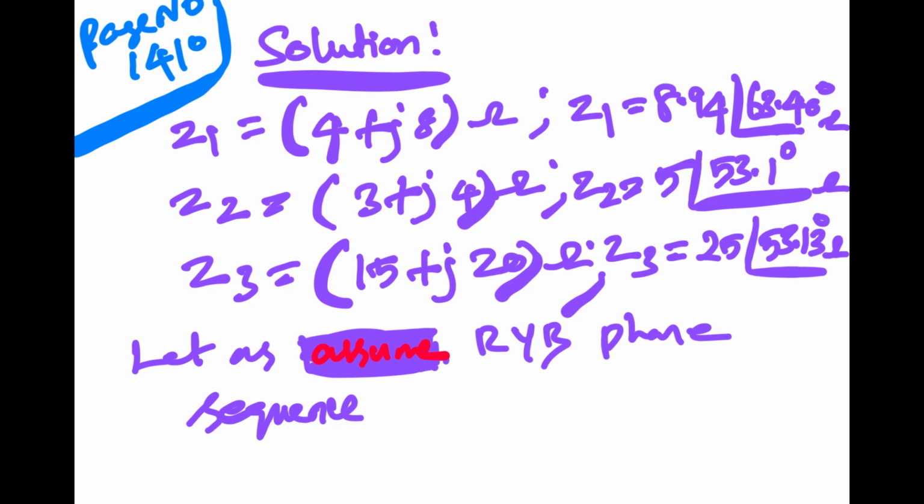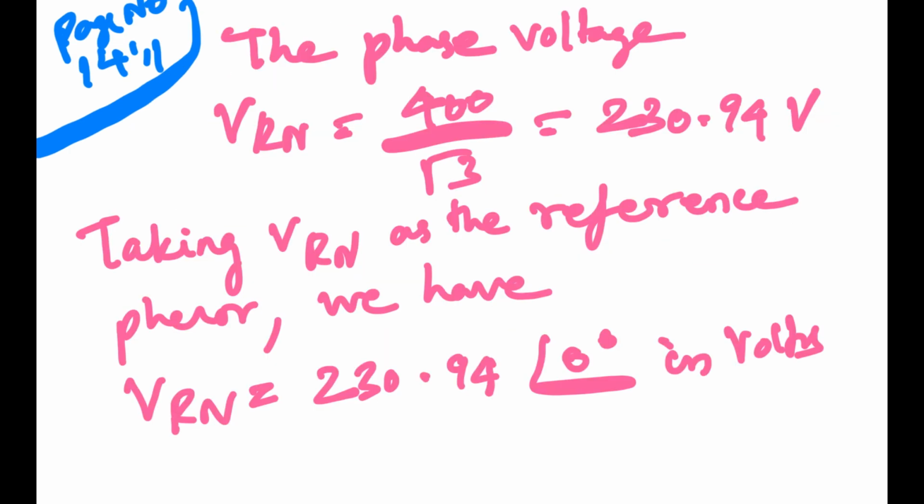Solution. Z1 is 4 plus j8 ohm, change into polar form: 8.94 angle of 63.4 degree. Z2 is 3 plus j4 and Z3 is 15 plus j20, change into polar form. Let us assume RYB phase sequence. The phase voltage VRN is 400 by root 3, that is 230.94 volt. Taking VRN as a reference phasor, VRN is 230.94 angle of 0 volt.